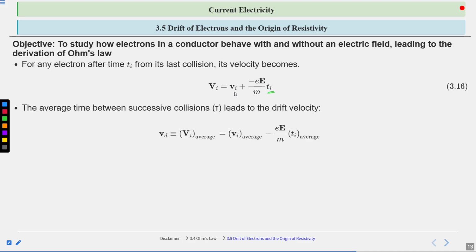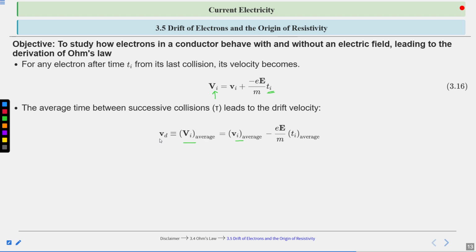Okay, if it is covering a very small time between two successive collisions, then it will not get enough time to accelerate, so it will get a small velocity. So either it can be less or larger than small vi. It cannot be determined completely. Okay, we will take the average of velocities, we will not take the specific velocities.